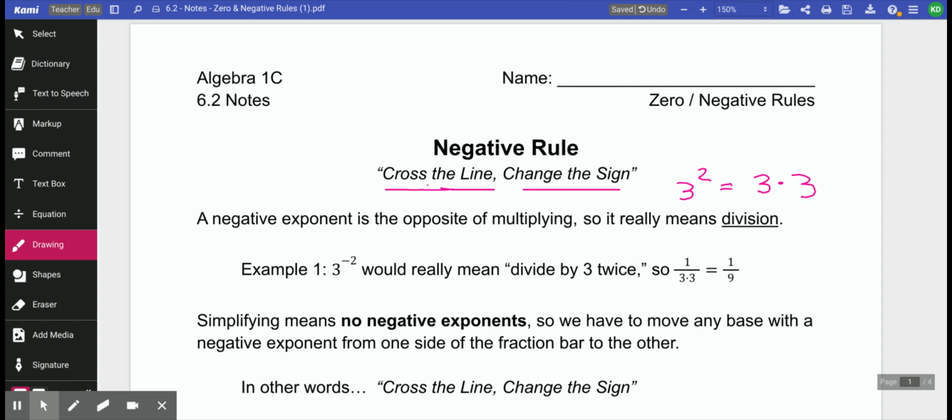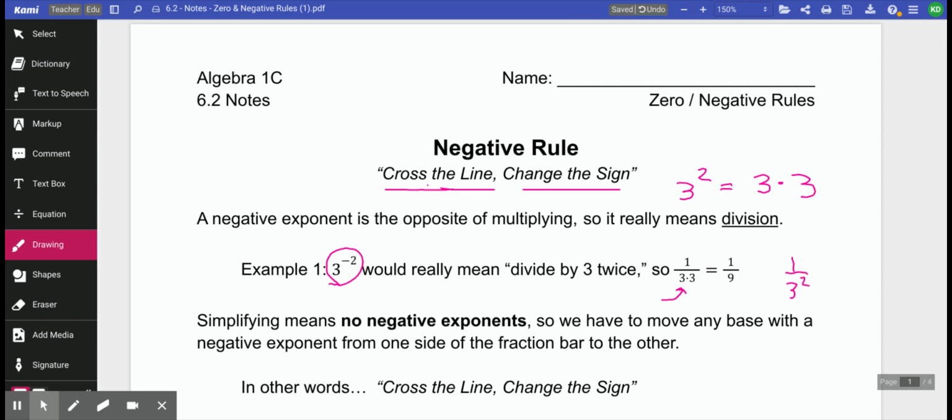We know that an exponent means repeated multiplication. For example, 3 squared. So 3 squared really means 3 times 3, right? We're multiplying by 3 twice. So the opposite of that would be division. So 3 to the negative 2 power would really mean divide by 3 twice. So we're going to have that 3 times 3, but it's going to be on the bottom of the fraction. So it's going to be 1 over 9.